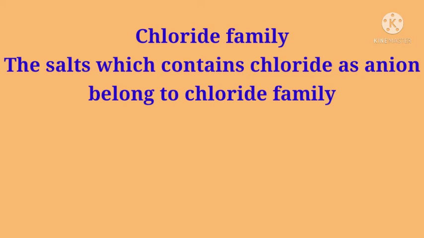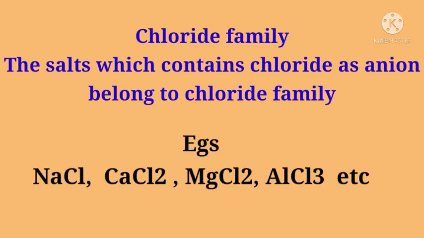Chloride family. The salts which contain chloride as anion are said to belong to the chloride family. For example, NaCl, CaCl2, MgCl2, AlCl3, etc. All these salts contain chloride as the anion, so they belong to the chloride family. And all these salts which belong to the chloride family are obtained from hydrochloric acid.